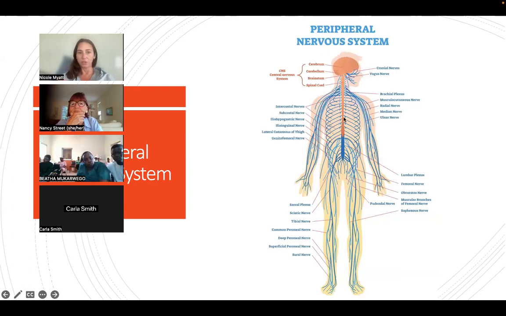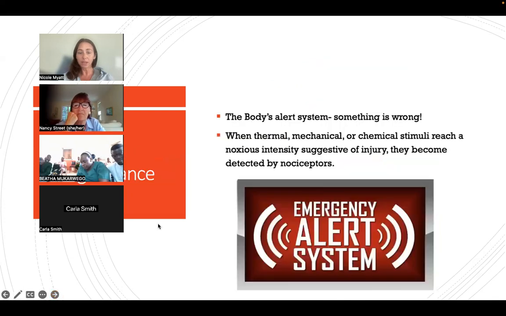There's nerves in your internal organs that you can't even see. So I just think this is a nice visual of how intricate the nervous system, the peripheral nervous system, really is. I like to think of pain as your body's emergency alert system.